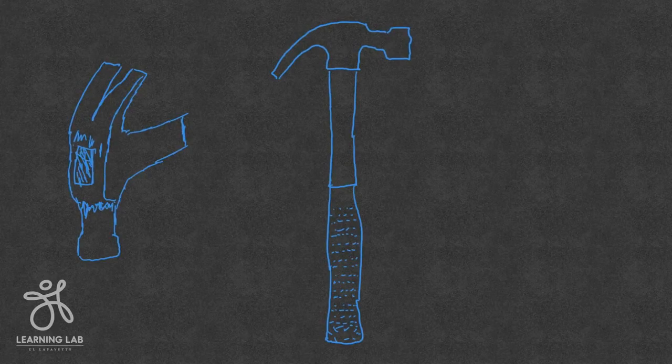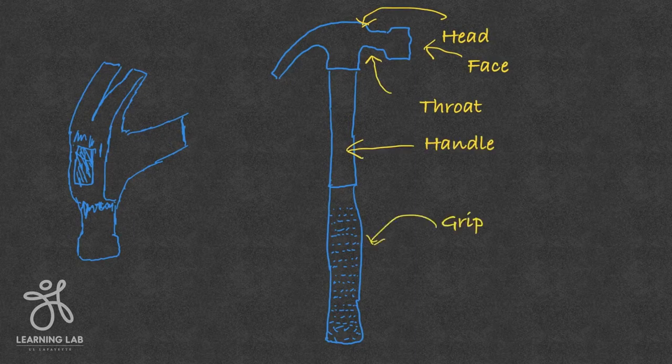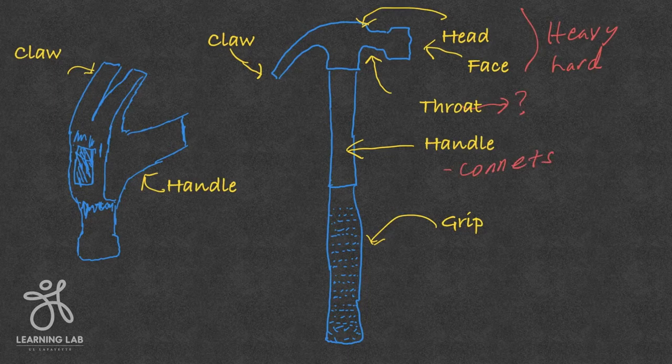A hammer has these key parts: head, face, throat, handle, grip, and claw. Each of these parts has a purpose. The head is heavy enough to drive in nails easily. The handle connects the head to the grip. The grip lets you hold the hammer tightly.